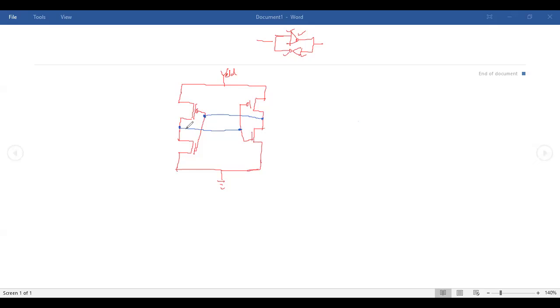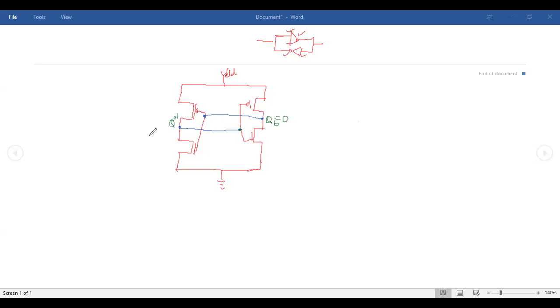Now I give the name to this point as Q and to this as QB, right? So let us assume that Q is equal to 1. Q equal to 1 means it has a higher voltage. This higher voltage will go to the input of this inverter and the output of this inverter will become the lower voltage. And this output will become the input of this inverter and this will become the higher voltage. Now this is called just the storage of data.